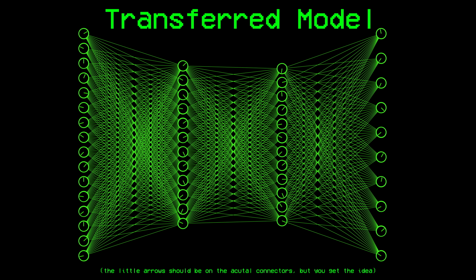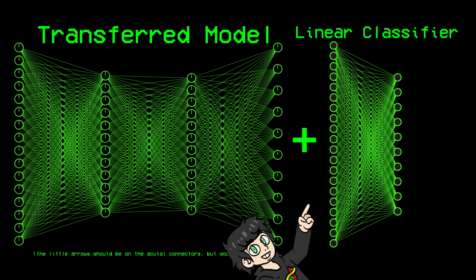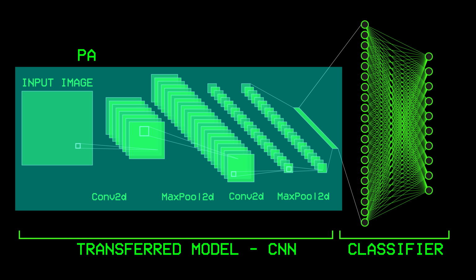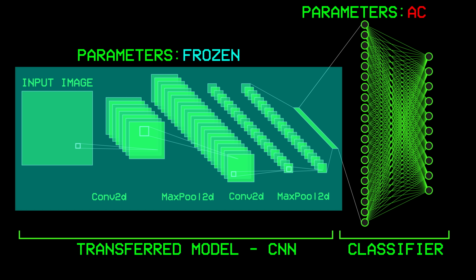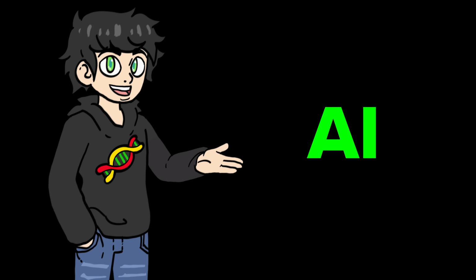And once you have your model, you freeze the parameters of the transfer model so they don't change, and then slap a linear classifier on the back. The parameters from the CNN won't change, but the linear classifier ones will. And so the AI will learn.